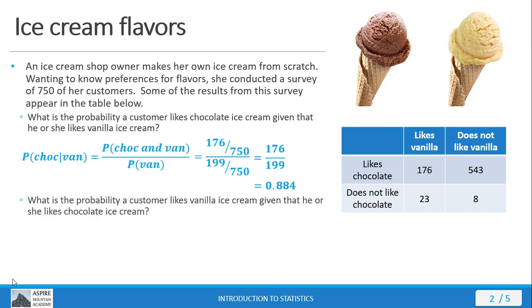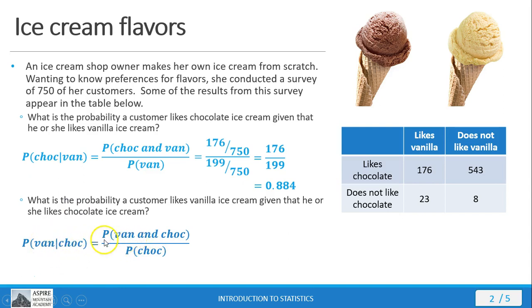Now, what is the probability a customer likes vanilla ice cream given that he or she likes chocolate ice cream? Again, stop the video, try to work the problem, and then come back and let's see how you did. Okay, let's see how you work this out. Again, the probability that someone likes vanilla given that he or she likes chocolate. So we're writing it this way. Notice it's reversed, and notice what that does for our calculation.